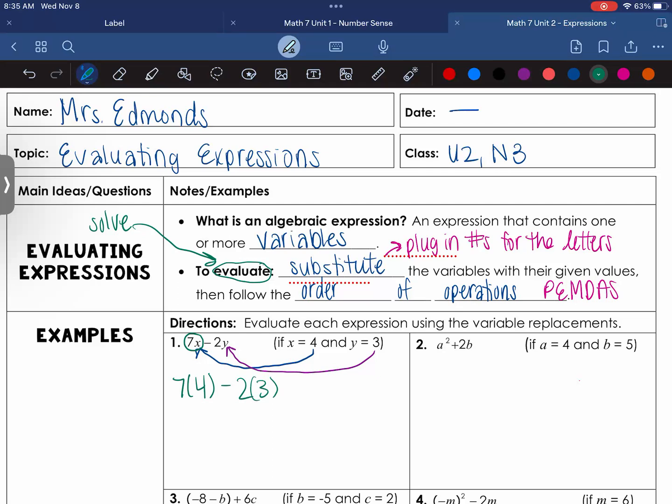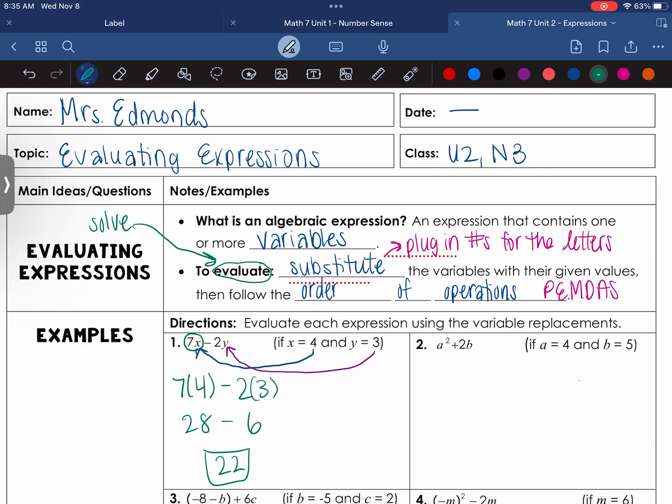Now we can solve. 7 times 4 is 28. Bring down my subtraction symbol, and 2 times 3 is 6. 28 minus 6 is 22. If this part does not make sense to you, stop the video here and ask for help. All right, let's go on to number 2.